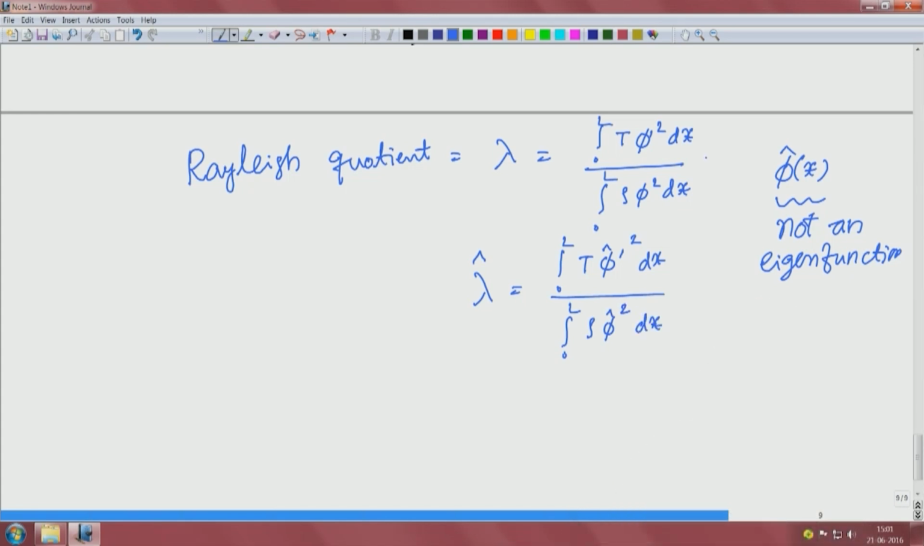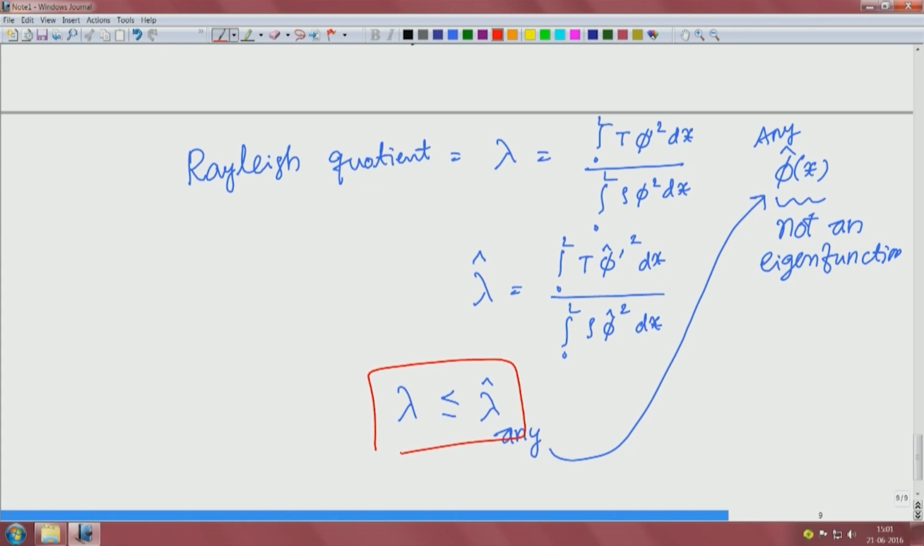Okay. This will be greater than 0, but what we find is that for any phi that you take, this lambda is going to be less than or equal to lambda hat, no matter what, meaning any phi hat function you take, this will hold good. That is the minimum characterization of the eigenvalue problems.